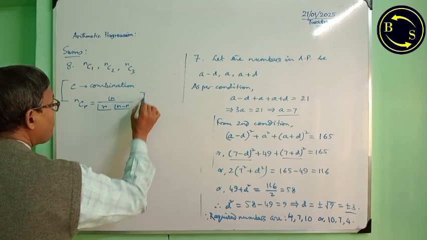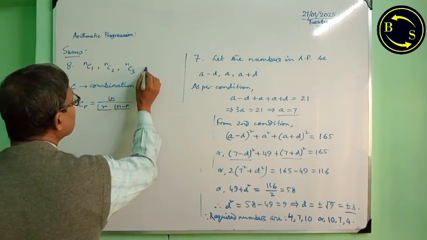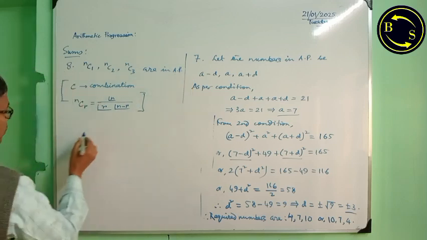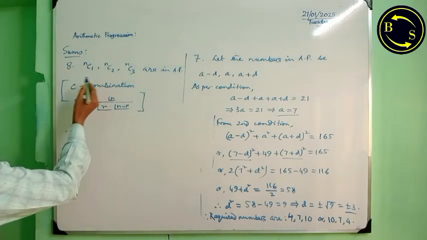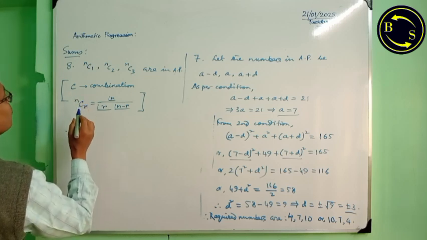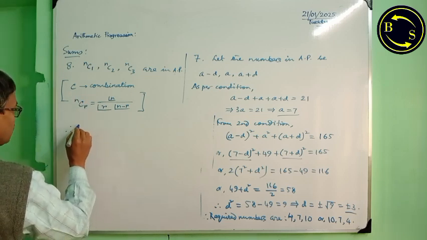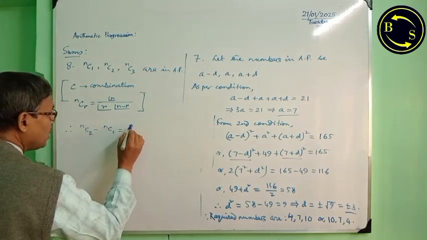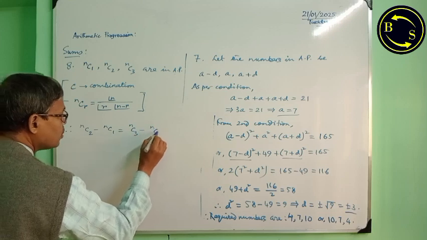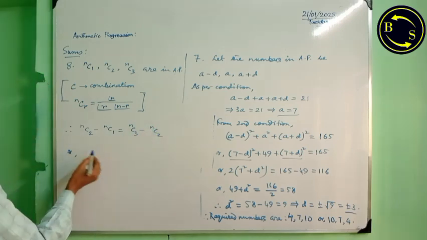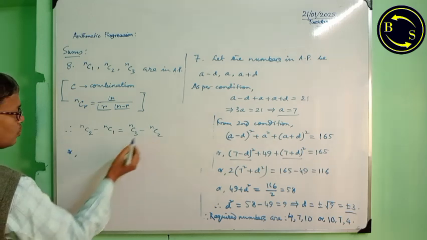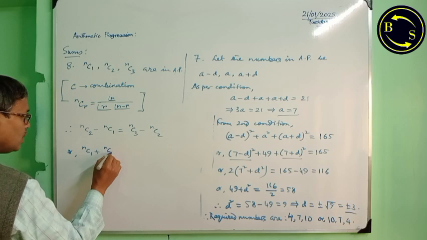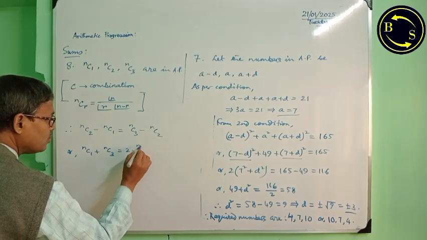Therefore, it is mentioned that they are in AP. Therefore, difference of first from second, nC2 minus nC1, will be equal to nC3 minus nC2. Or if we take these two together, then nC1 plus nC3 is equal to 2 times nC2.